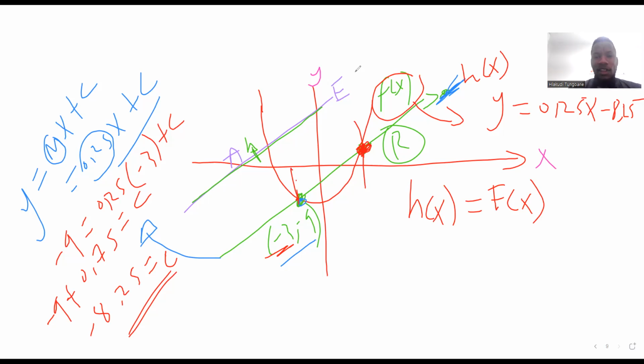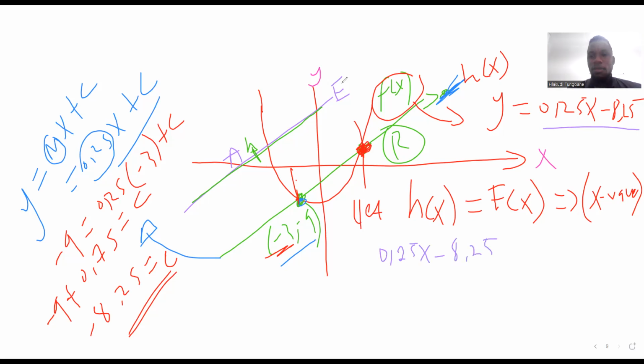So by letting these equal, this allows us to get the x values at which these two meet. So if we do that, you're going to get what is h of x. Remember, h of x is the new function, not the tangent, the line that is parallel to AE. So this is going to be 0.25x minus 8.25 equals x plus 4 times x minus 6.